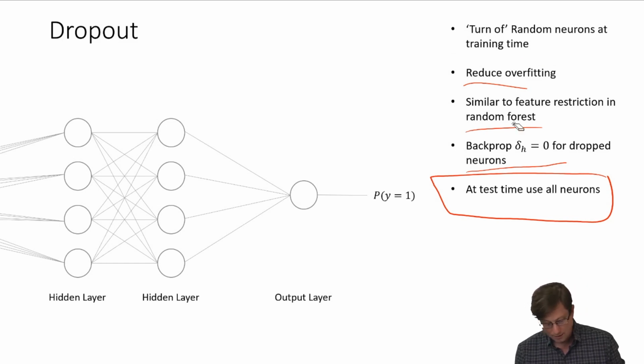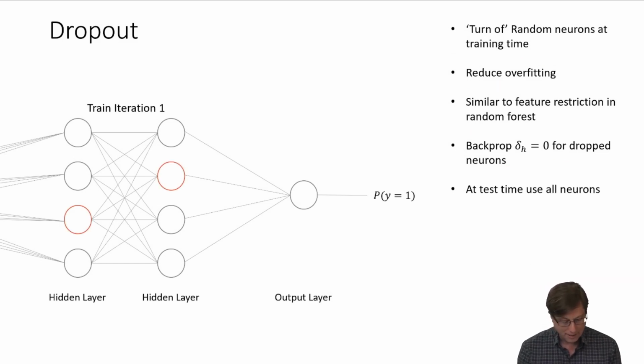And so a little example of that, for training iteration 1, whether that's the first sample, the first batch, the first round, the first epoch of complete gradient descent, you might turn off these 2 neurons. And so you would not backprop any error through there. You would not update any of those weights. The second round, maybe those neurons are on and those neurons are off, and et cetera, et cetera, et cetera.